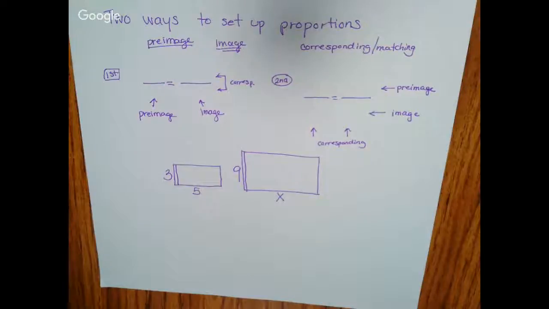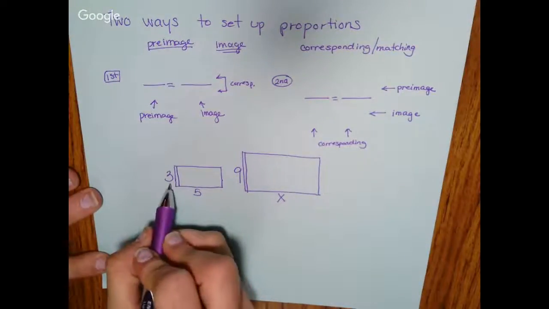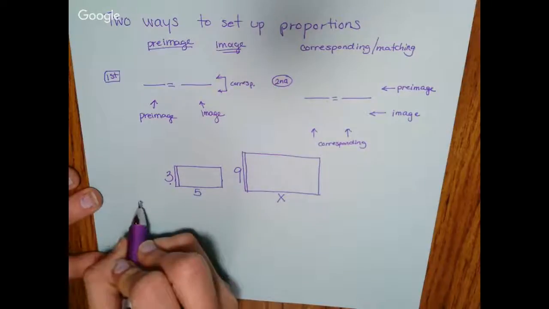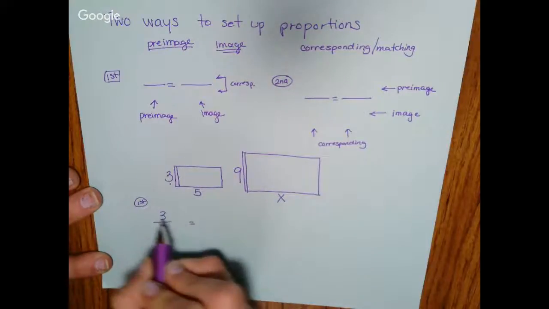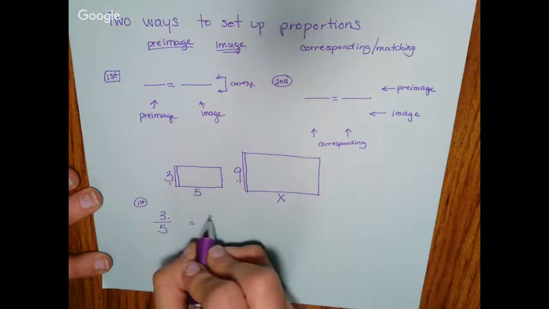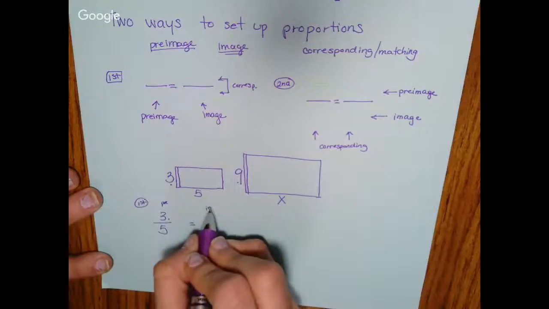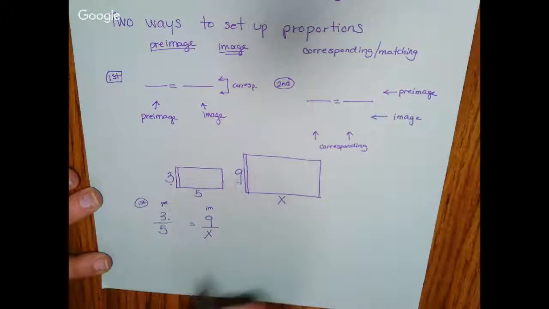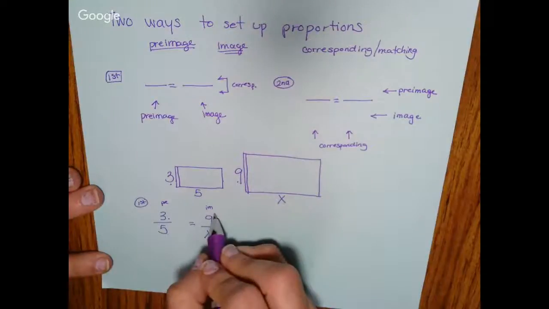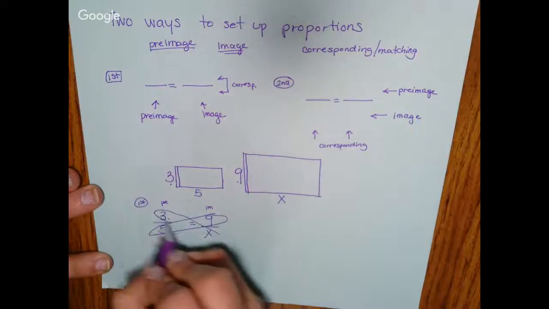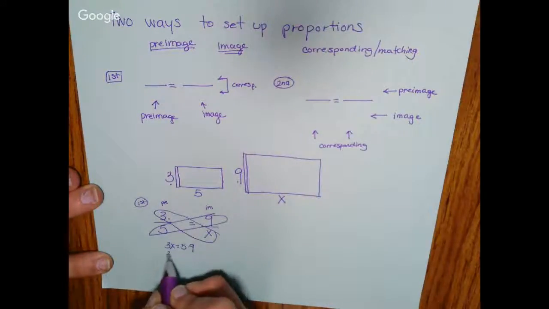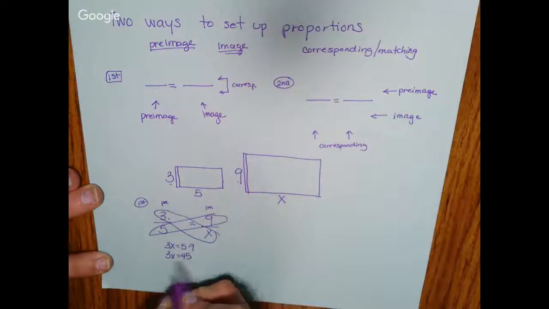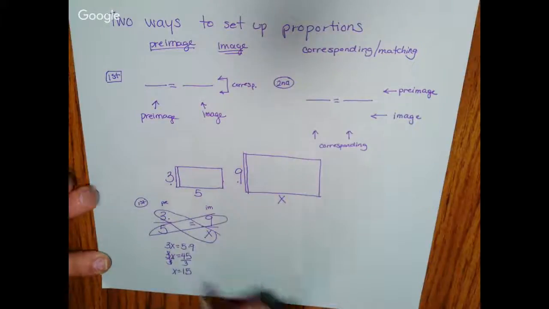So here, for the pre-image, if I do this first way, my pre-image is 3 over 5. The 3 corresponds to the 9 in my image, so this is my pre, this is my image. The 5 corresponds with the x. And then back in the day, you learned cross multiplication, maybe 6th grade. So 3x equals 5 times 9. 3x equals 45. Divide both sides by 3, and you get x equals 15.